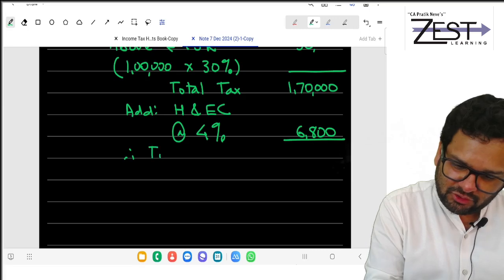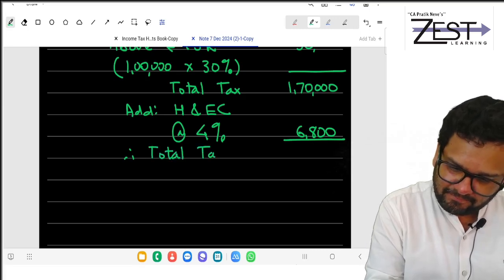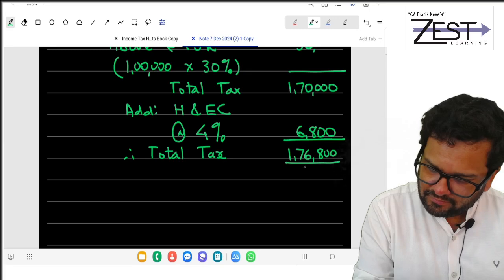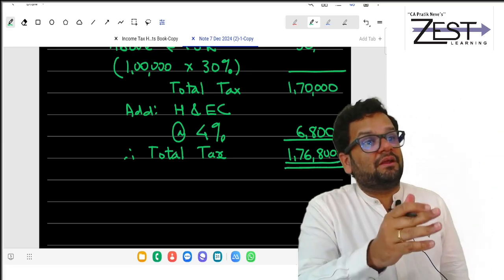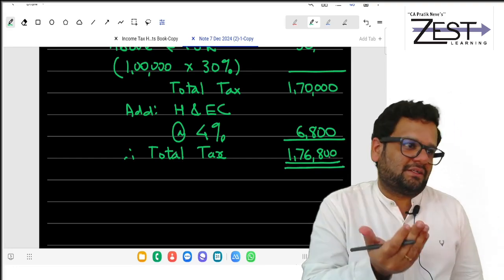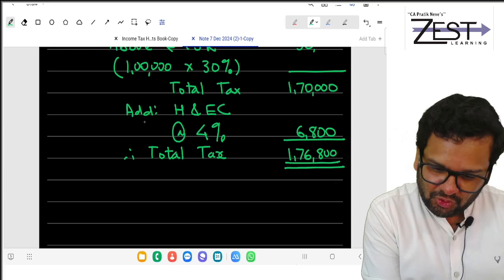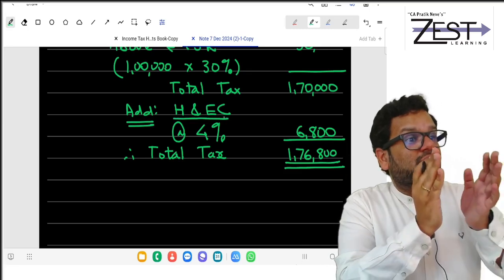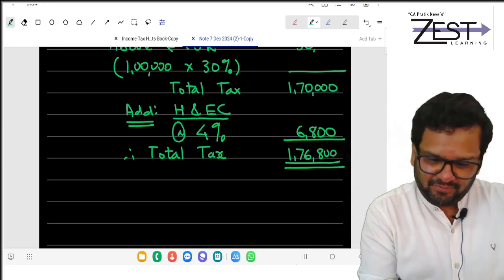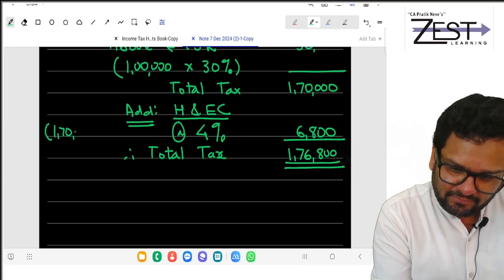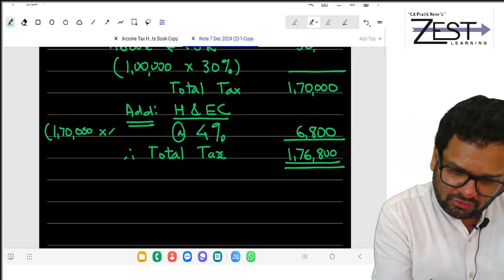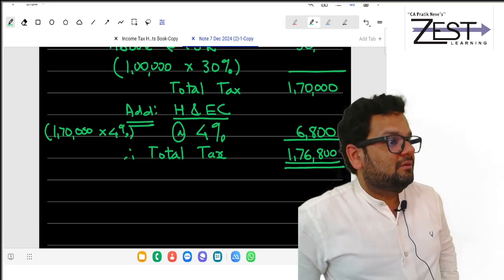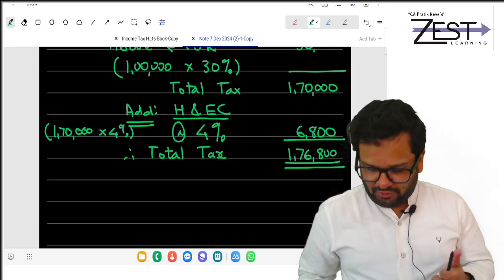Therefore, can you tell me what is your total tax? Always there will be health and education cess payable which will follow the income tax. Whenever there is income tax, you will have this extra levy of health and education cess which will be 4% of tax. So you calculated it 1,70,000 into 4%. See, anything if you don't understand, ask, because for me things would be obvious, but you are doing it for the first time.